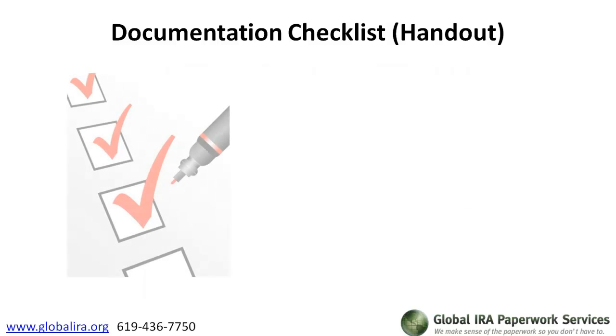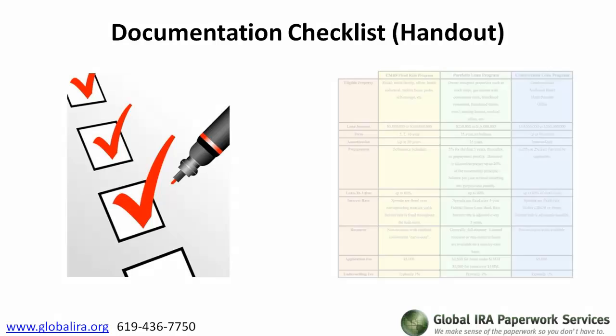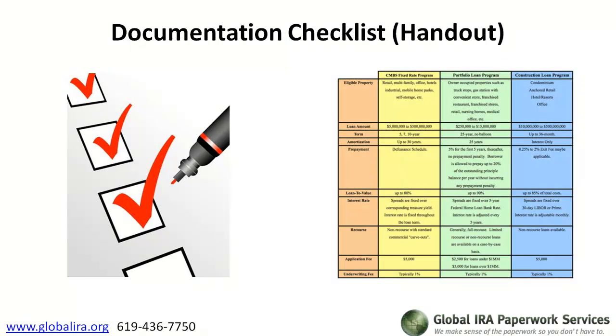So moving on, part of our step one is a document checklist. And this is the handout that you should have downloaded by now. And if you don't have it, go to globalira.org, or you can give us a call on the number below and we can help you with this information. But on the document checklist, this is really critical because every kind of transaction is going to be different.